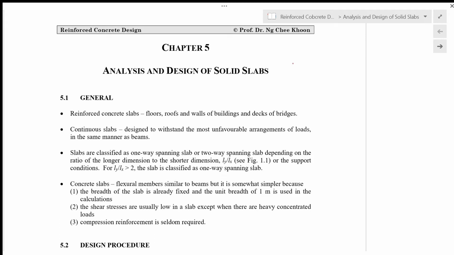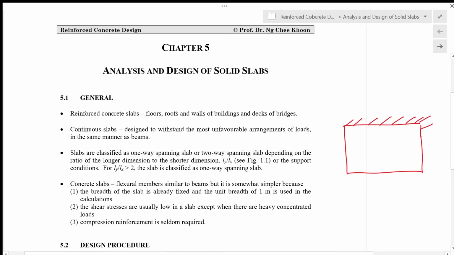Slabs are classified as one-way spanning slab or two-way spanning slab depending on the ratio of the longer dimension to the shorter dimension, which is Ly over Lx, or the support conditions. So if you have a slab that is supported on all four sides, then you look at the Ly over Lx ratio. The shorter dimension is Lx and the longer dimension is Ly.